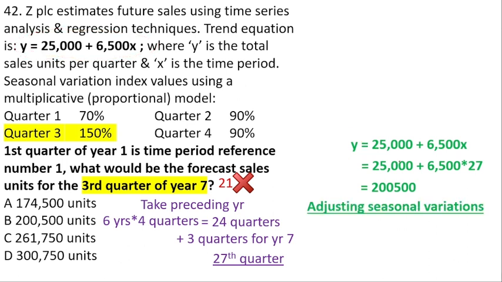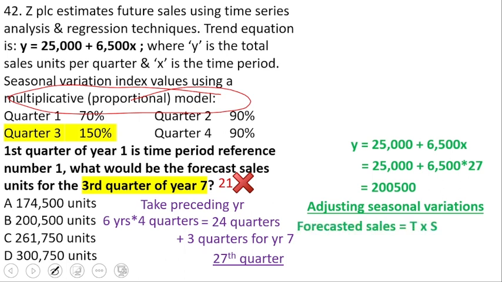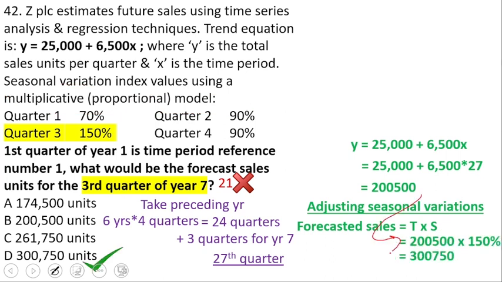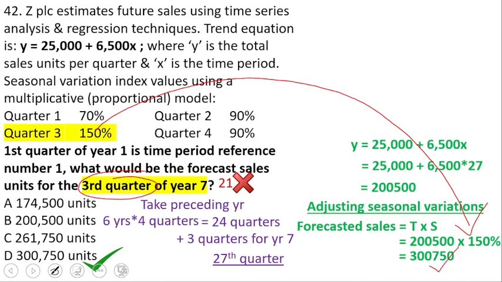Now adjusting for seasonal variations, since it is a multiplicative model, the forecasted sales is equal to trend multiplied by seasonal variations. Now the trend, we know, is 200,500, and since it is the third quarter, the seasonal index relating to quarter 3 is 150%. Which means that the forecasted sales is 300,750. So the right answer is option D.